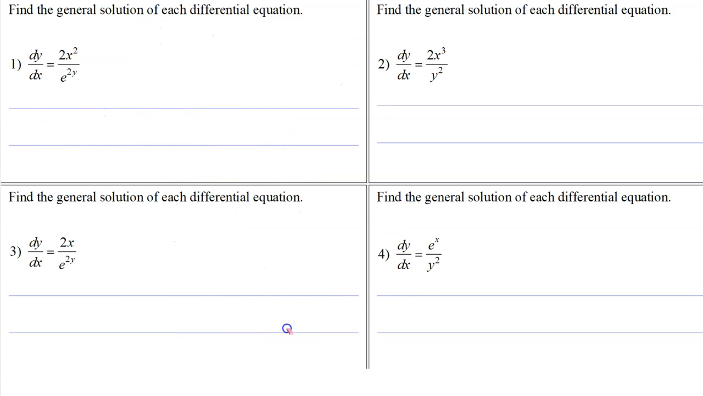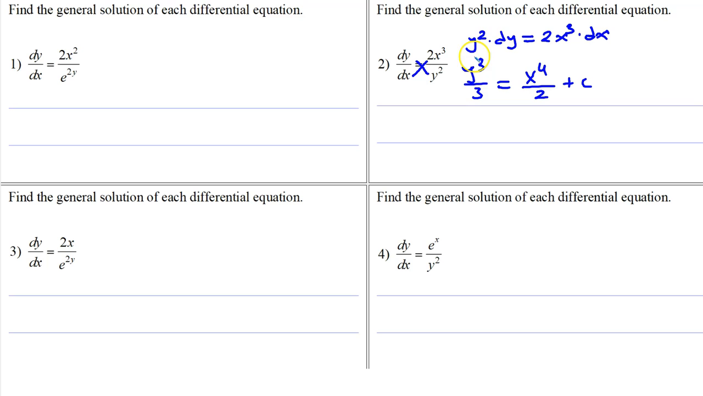In the second problem, we have this differential equation dy over dx is equal to 2x cubed divided by y squared. So again, we're going to start off by doing the cross multiplication. So we get y squared times dy equals 2x cubed times dx. Alright, so the integral of y squared is y cubed over 3 equals x to the 4th over 2 plus c.